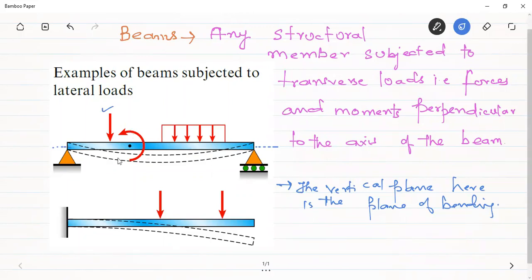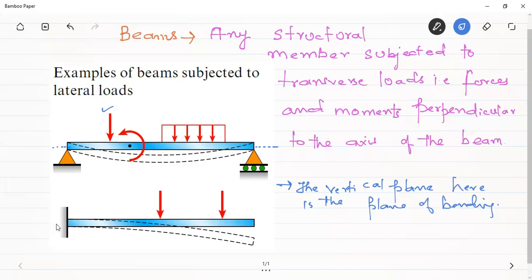And you can see what is the effect of this load. This kind of loading causes the bending in the beam. You can see that this is the bending of the beam. Therefore, the plane in which the bending of the beam will take place is known as the plane of bending. So the vertical plane here you are seeing is the plane of the bending.